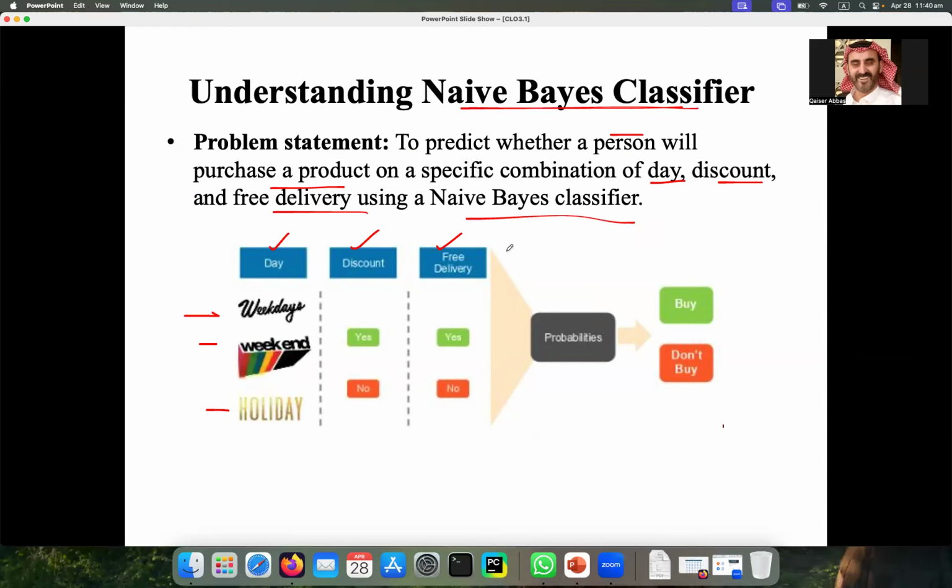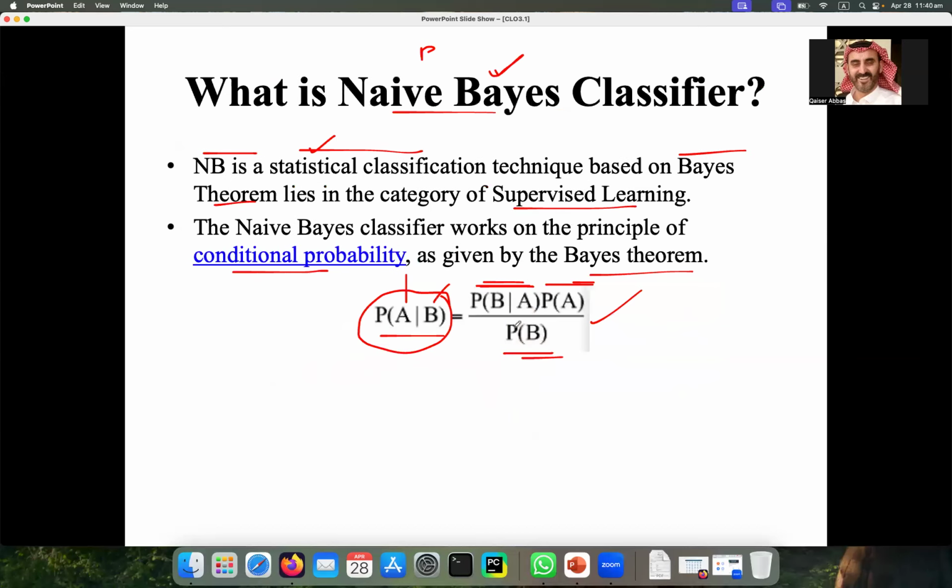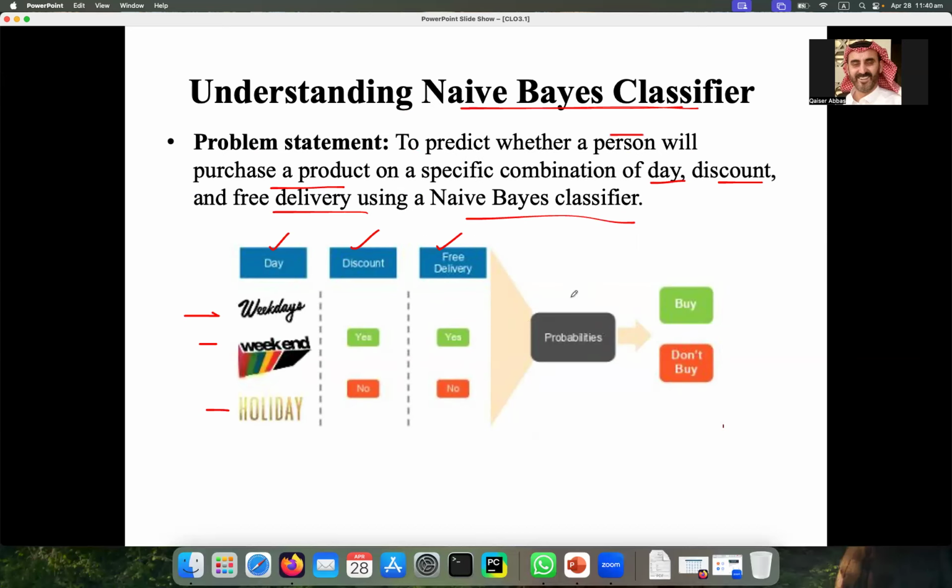So how can you do that? Because the Bayes theorem has probabilities, we need probabilities of these things. And then we can decide whether the person is going to buy or not buy.